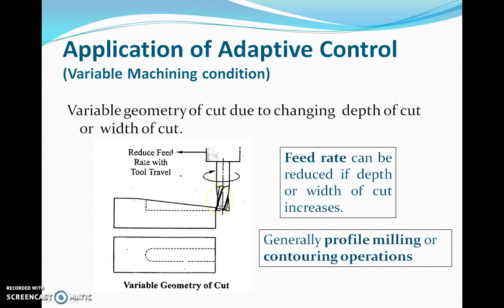So it might affect the machining parameter and the tool might get broken. So in such cases, if we can control the speed, if we can control the feed rate, and if we are able to reduce the feed rate, we are making sure that the machine is not overloaded. So feed rates can be reduced if depth of cut or width of cut increases. Such situations come generally in machining, profile milling, or contouring operations.